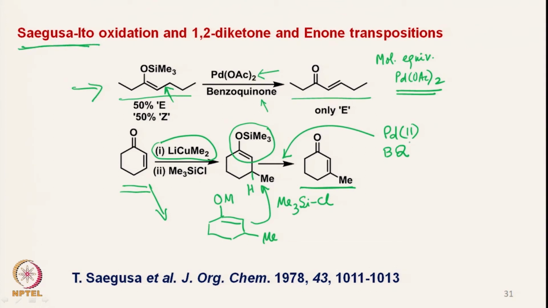Now here palladium 2 is the one that actually does the reaction, but then this palladium 2 is converted into palladium 0, which then reacts with benzoquinone and gets converted into palladium 2. So basically benzoquinone is a co-oxidant that is required to convert palladium 0 to palladium 2. Of course, in the literature as we go along we will see that there are many other co-oxidants which people have reported in the literature.